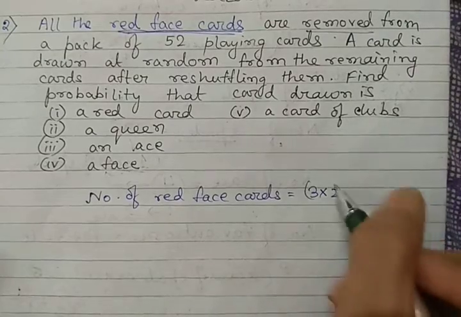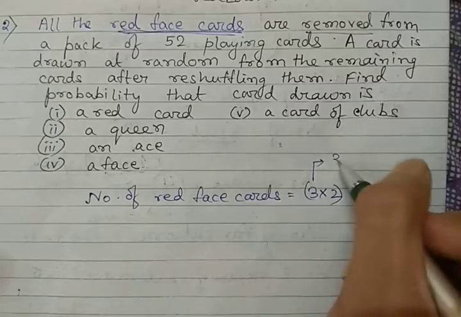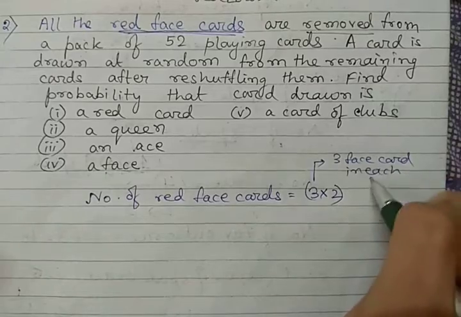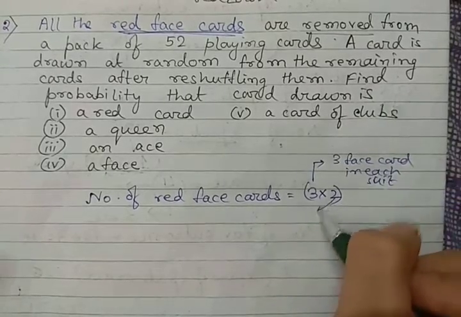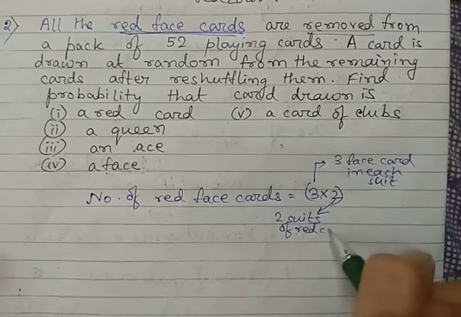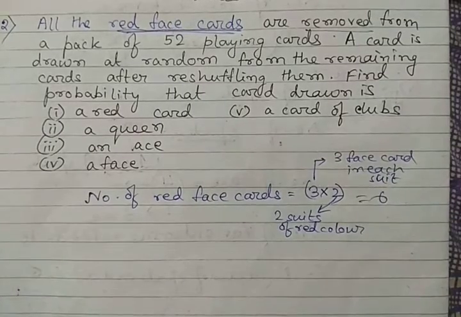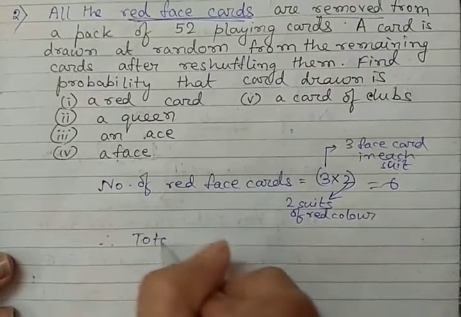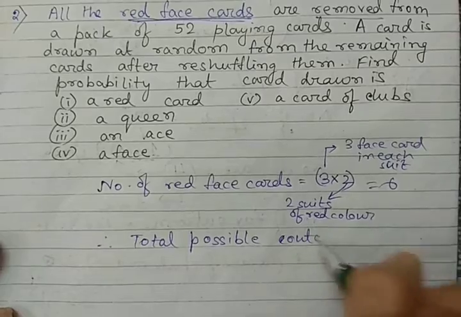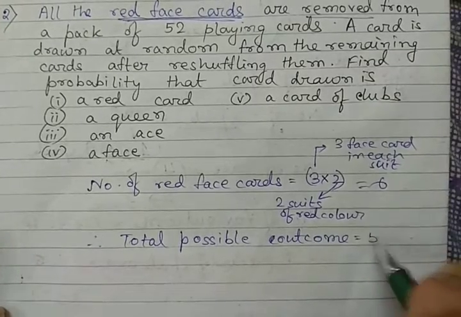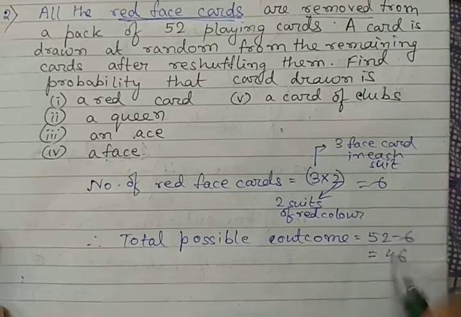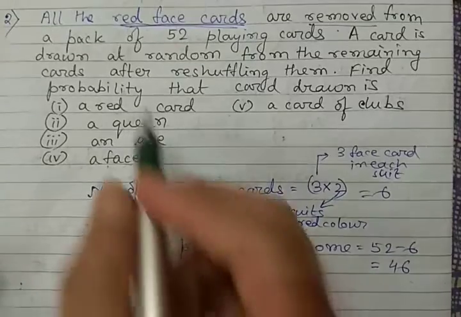So the number of red face cards are 3 into 2, because there are 3 face cards in each suit, and there are two suits of red color. So this is 3 into 2, 6. So total possible outcome equals 52 minus 6. What is 52 minus 6? It is 46. Clear? So now let us find red card.